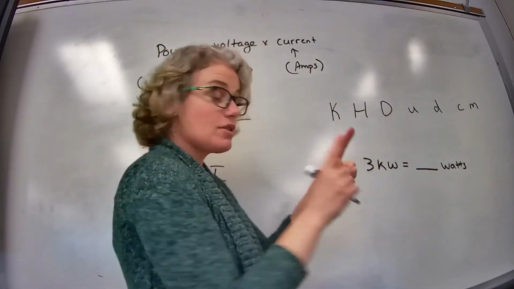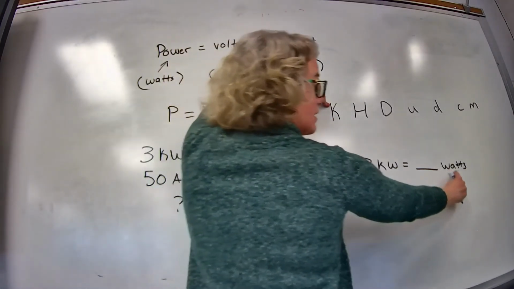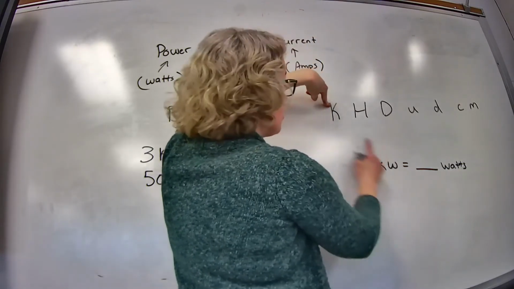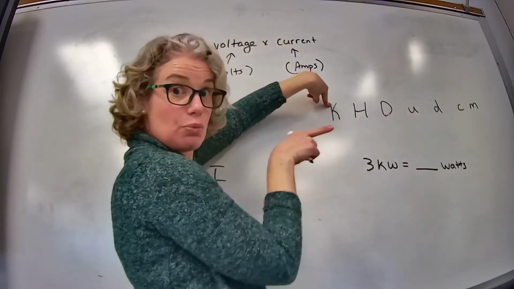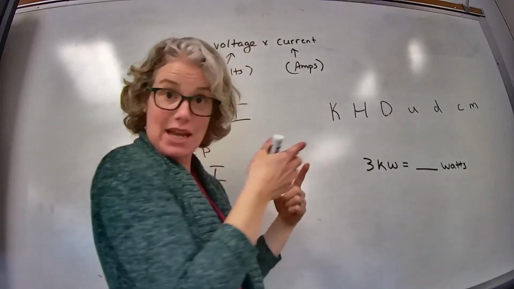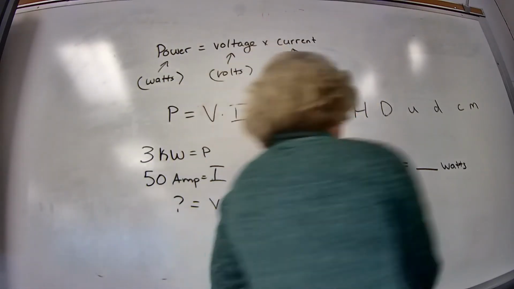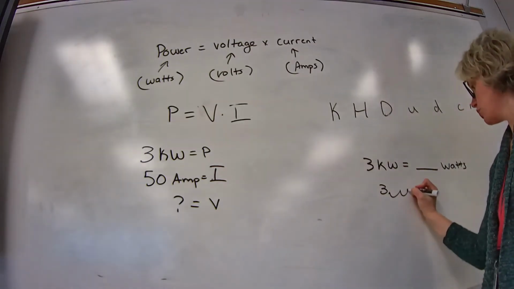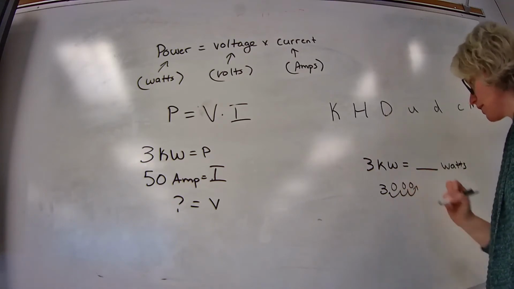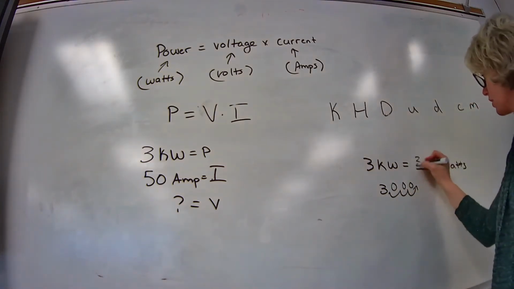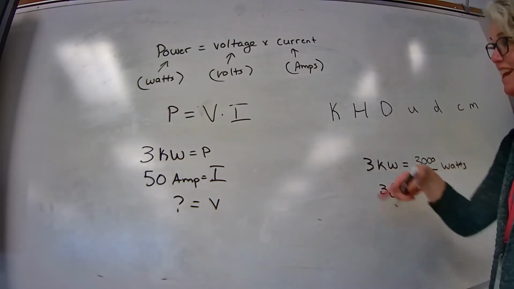So we always start our fingers on the starting prefix, kilo. And I want to go to units because this is a unit without a prefix attached. So I go 1, 2, 3 times, moving my finger to the right. That means I'm going to move my decimal 3 times to the right as well. So my decimal would start here, and I move it 1, 2, 3 times to end up in this spot here, 3,000. So 3 kilowatts is equal to 3,000 watts.